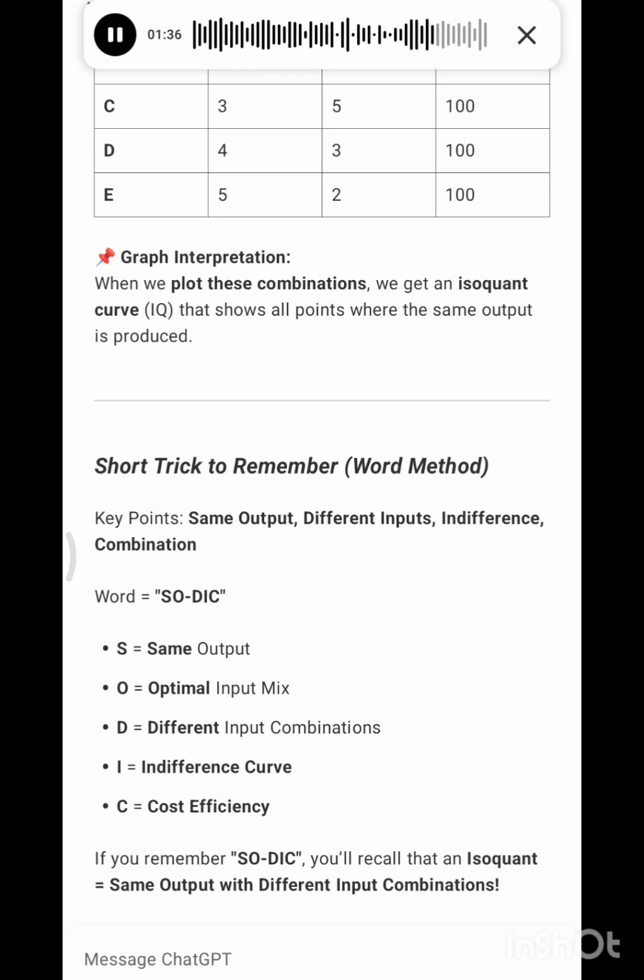Key points: same output, different inputs, indifference, combination. Same output equals optimal input mix. D to E, different input combinations. I equals indifference curve. C equals cost efficiency. If you remember SO DIC, you'll recall that an isoquant gives the same output with different input combinations.